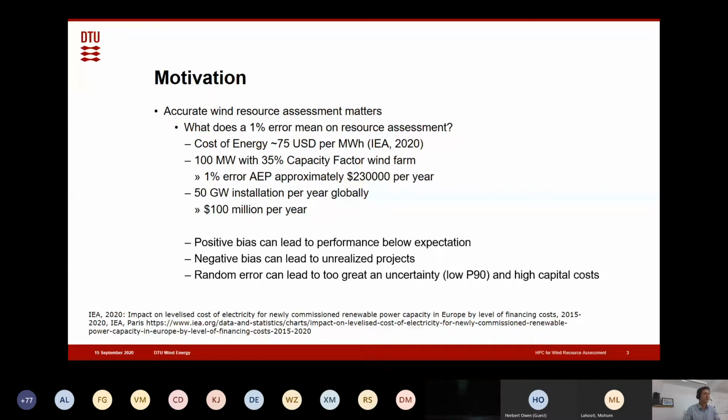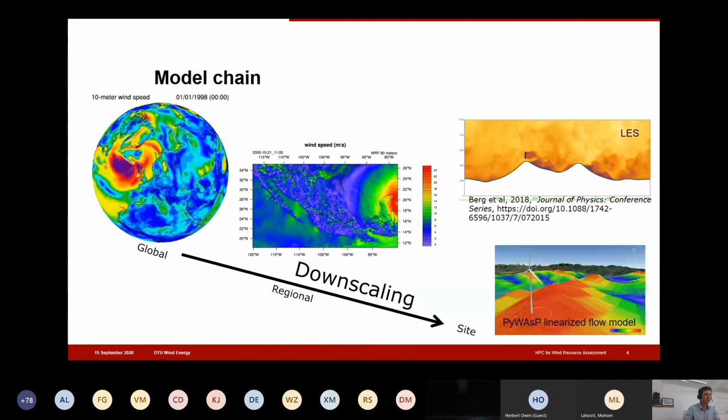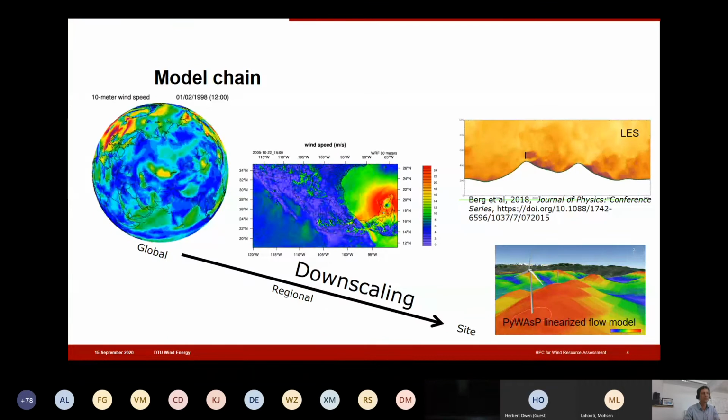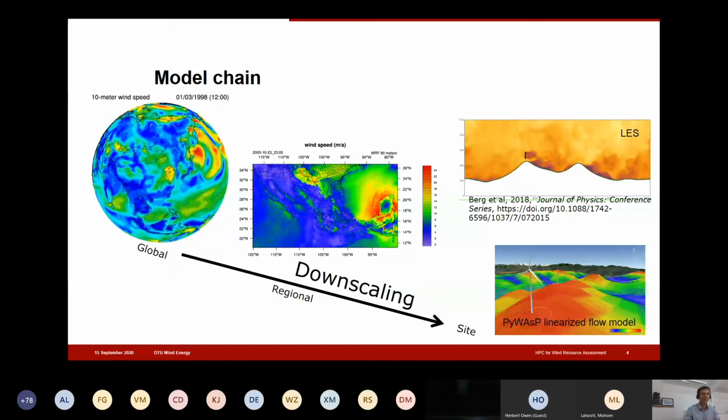And then a random error that is affecting these estimates can lead to a greater uncertainty, which is a low P90 here, which is an exceedance value, which is sort of giving you a worst case scenario estimate. But if that value is low and there's a higher uncertainty, that can lead to higher capital costs of a project, which again may mean that it doesn't happen or makes the cost of energy more expensive. So hopefully these are good reasons to feel motivated to do something about making more accurate wind resource assessment.